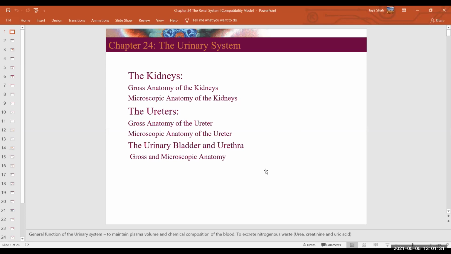The general function of the urinary system is to maintain plasma volume and chemical composition. The main function of the urinary system, or the kidney, is like a water purification unit. In the city we have a water purification, water filtration plant. So is the kidney in our bodies. We have two kidneys, bilateral, and they are connected by channels, which are the blood vessels, to your heart. So when the heart pumps blood, it comes to the kidney, is filtered, and then returns back to the heart.